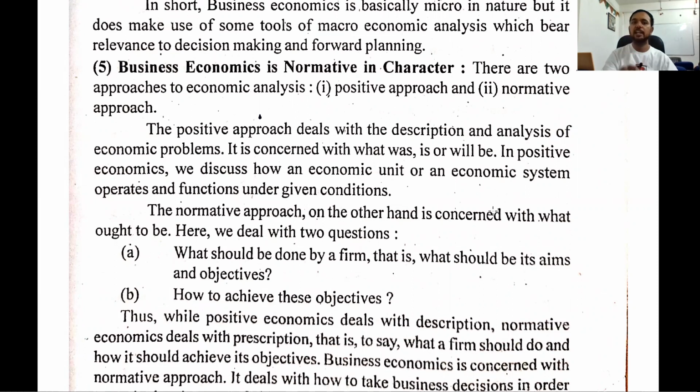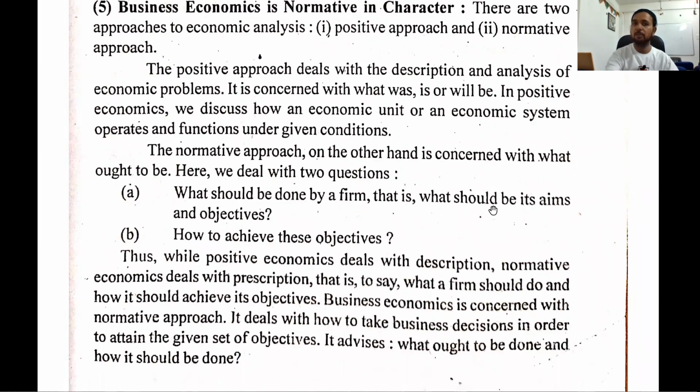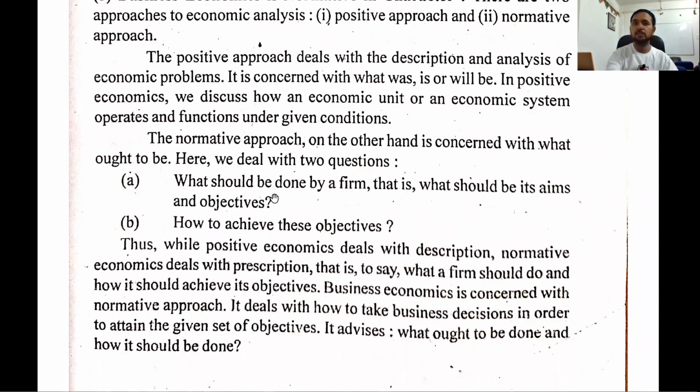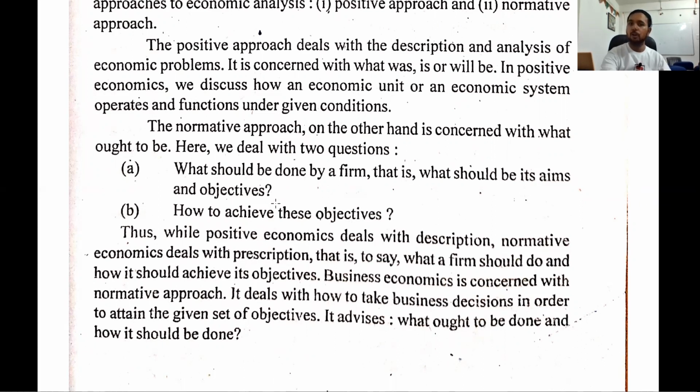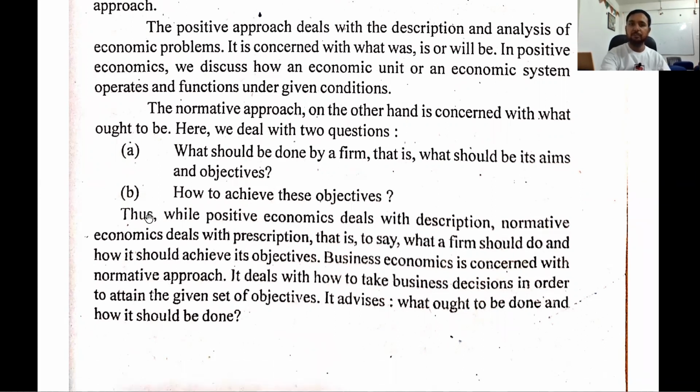So all these things are considered in a positive approach. But the things that are considered in a normative approach, as we have written here, are what should be done by a firm, that is, what should be its aim and objective. What the objectives of the business are, is set in a normative nature. How to achieve this objective, how can we achieve the objective of the business, all these things are normative in nature. We will read further.